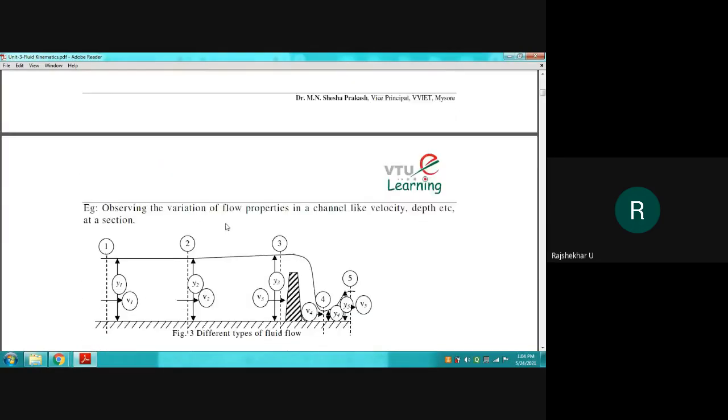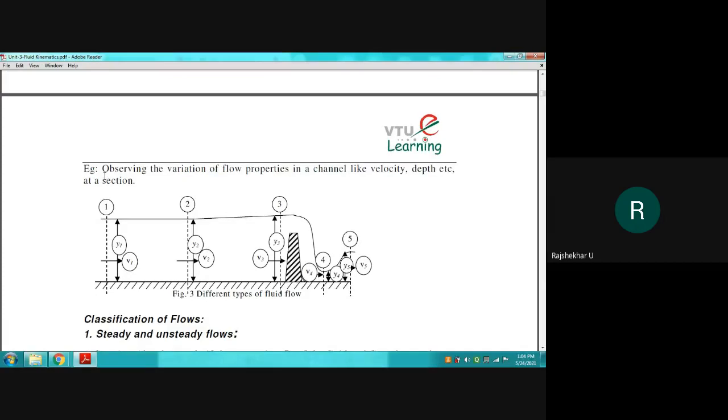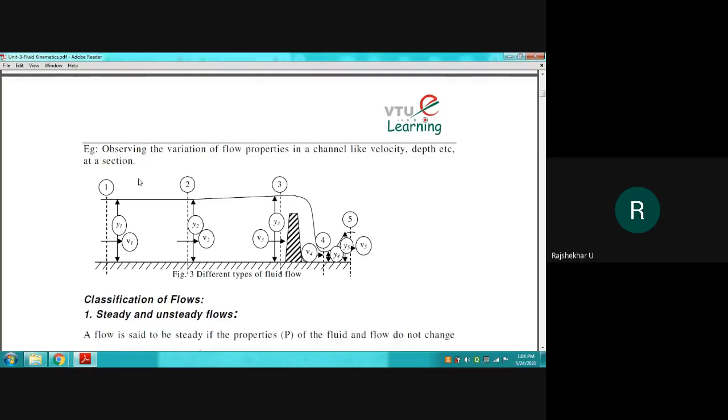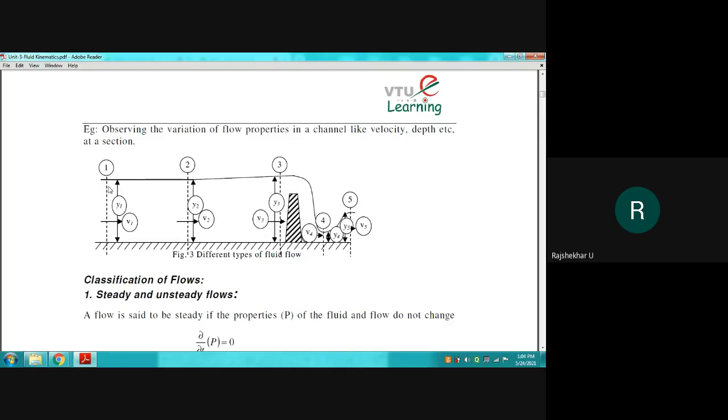So here one example is given for Eulerian: observing the variation of flow properties in a channel, like velocity, depth, etc., at a station. Here there are different types of fluid flow. It is water flowing in a channel, and you can consider this as a dam kind of structure. Water is flowing from this in the positive x direction.